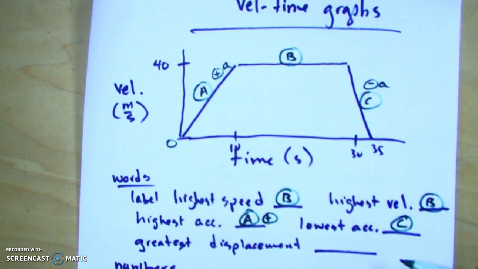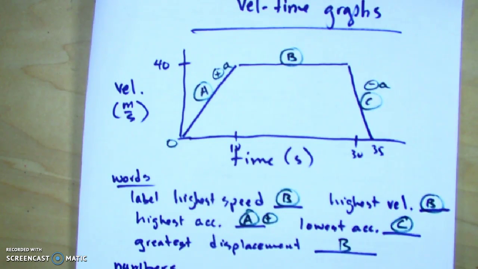Now, the greatest displacement, where's the object moving the farthest? Well, it turns out that that's area, so that's interval B. Okay, let me pause this for a minute.